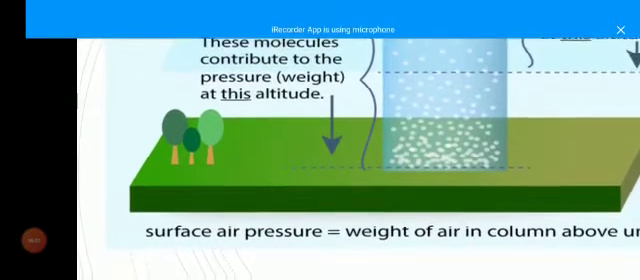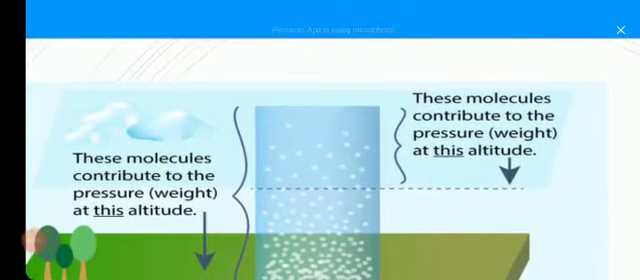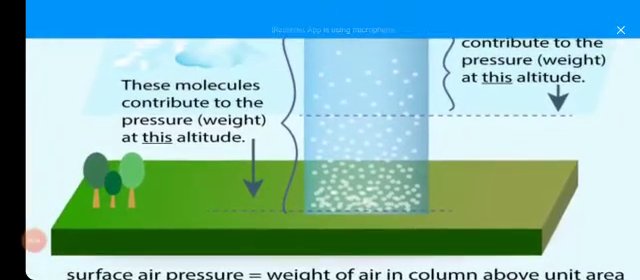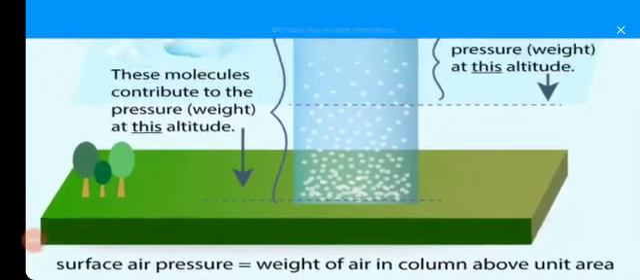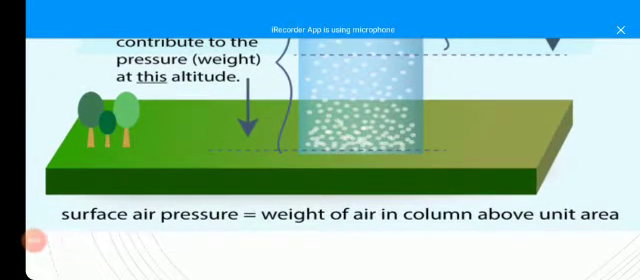First, you can look at this one side. Clear? These molecules contribute to the pressure, meaning weight, at this altitude. These molecules contribute to the pressure at this altitude, and these molecules contribute to the pressure weight at this altitude. Look at the diagram: in the lower region there are more molecules as compared to the higher region. The surface air pressure equals the weight of air in the column above a unit area.